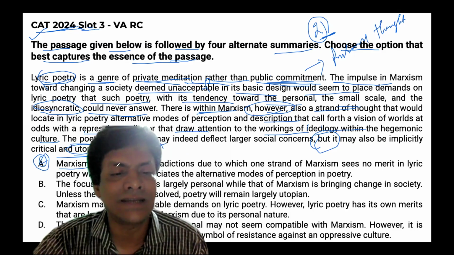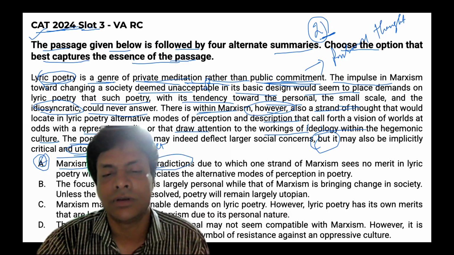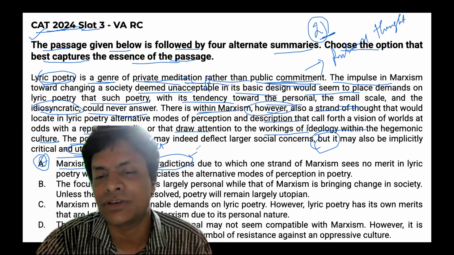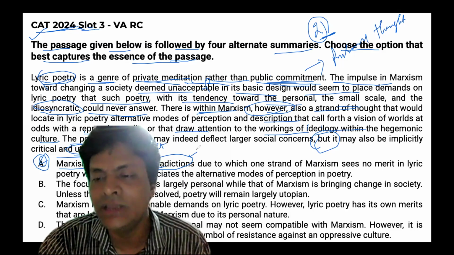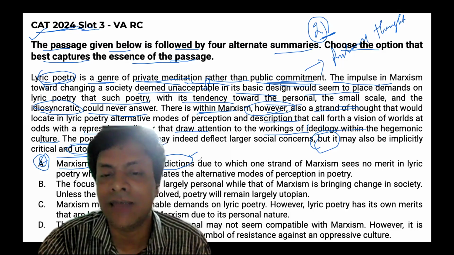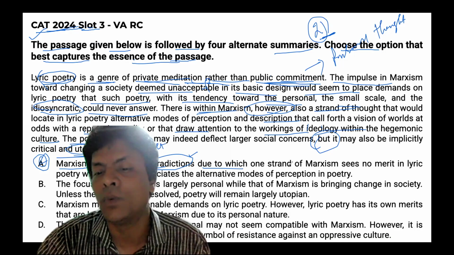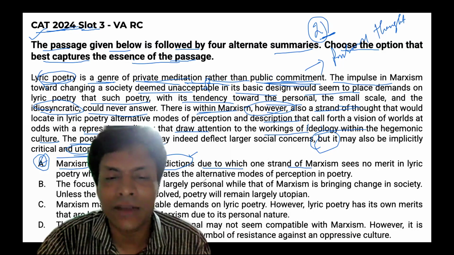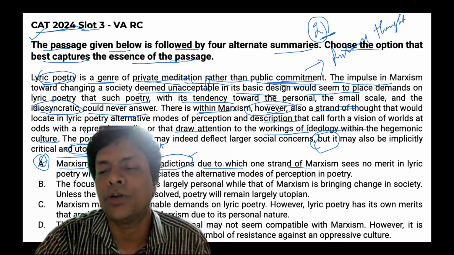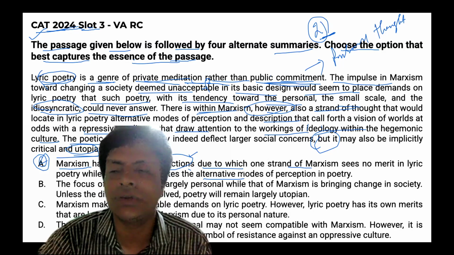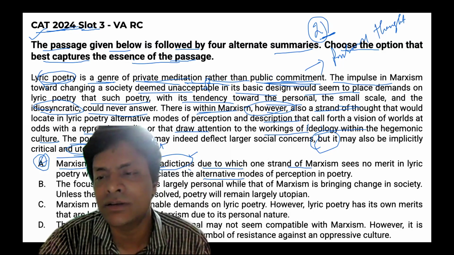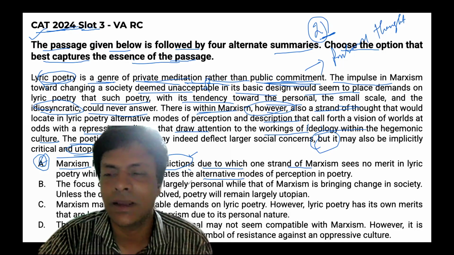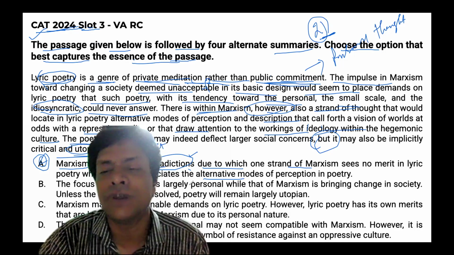The first choice states that Marxism has internal contradiction. Look into this. What does it say? Marxism has internal contradiction. When you say internal contradiction, you're talking about conflicting ideas within the same theory or belief system that Marxism has, right? It is also said that one strand of Marxism sees no merit in lyric poetry, while another appreciates the alternative modes of perception in poetry. This choice is telling us that Marxism has conflicted ideas. Some parts of Marxist thinking believe poetry is useless, while others think poetry can offer new ways of seeing the world, right?